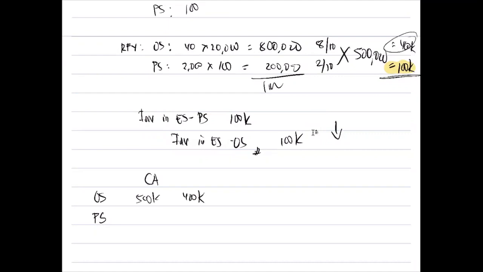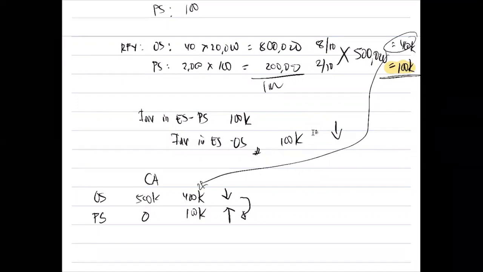Where did we get 400,000? Based on the relative fair value. Therefore, the carrying amount decreased. On your PS, you have a zero value, but now it is 100,000. It is increased. Take note that the decrease in your OS will increase your PS. So the 100,000 decrease in OS increases the PS by 100,000.